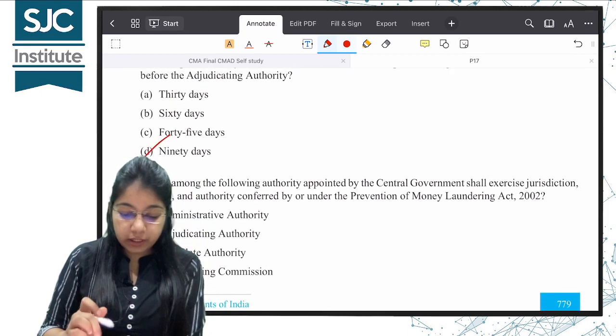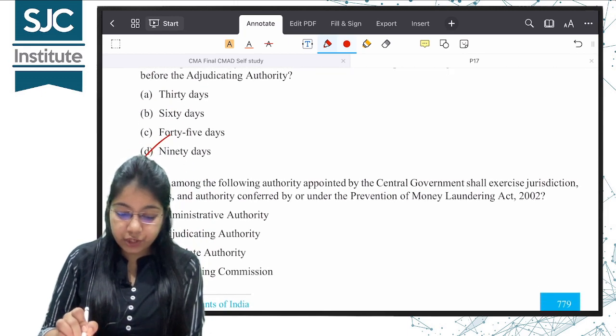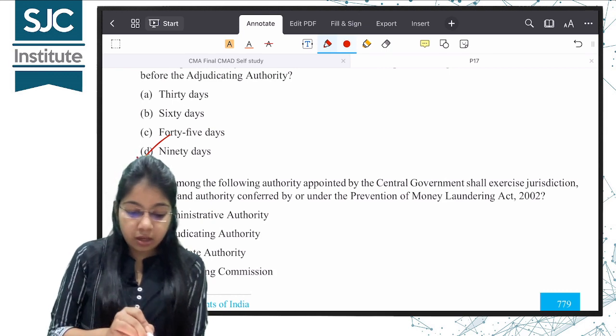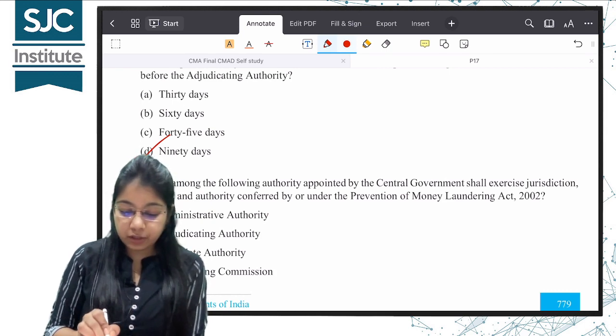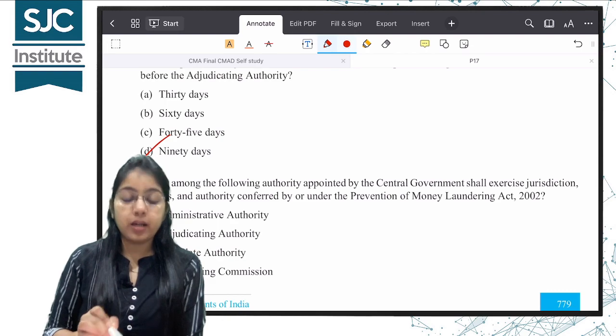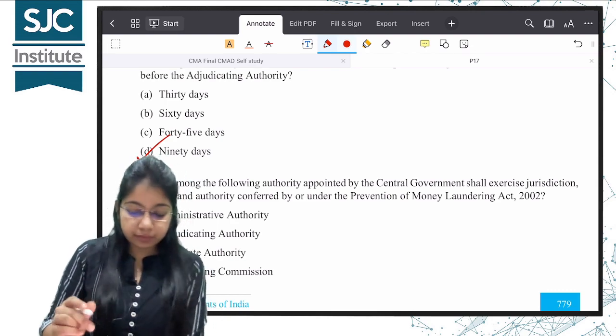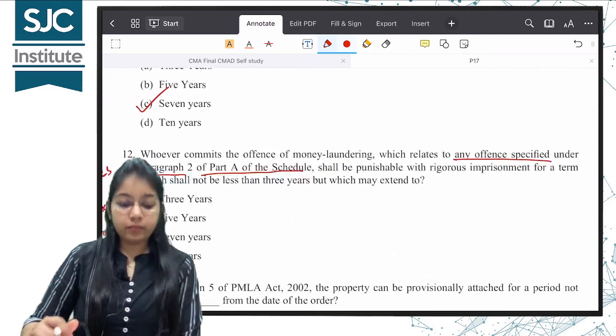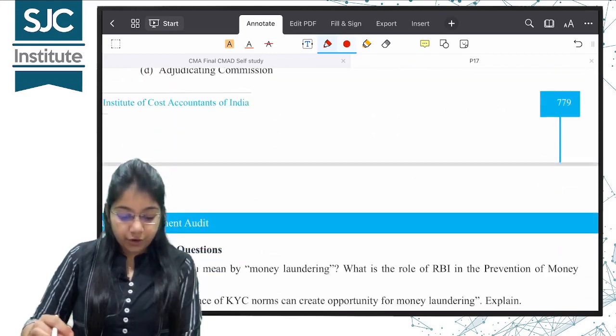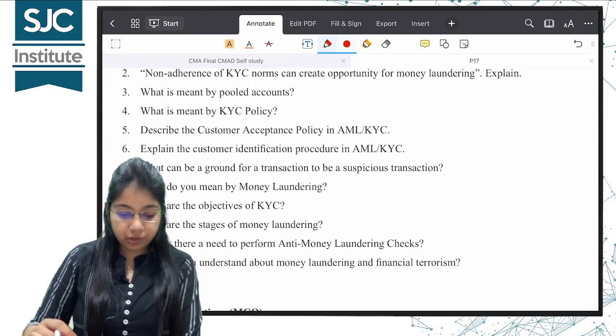Which among the following authority appointed by the central government shall exercise jurisdiction, powers and authority conferred by the PMLA: adjudicating authority? Alright, you can just go through the essay type questions, very easy.